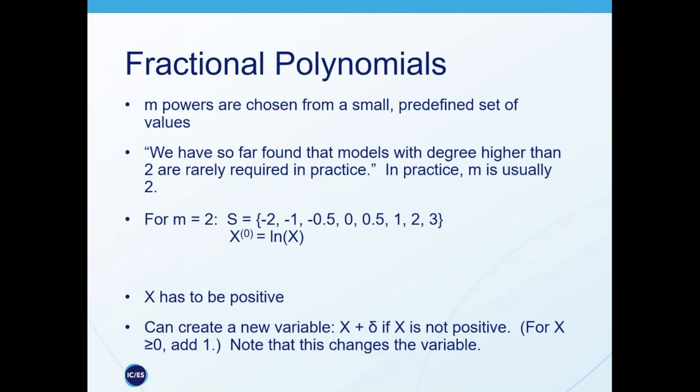Now, you'll notice from this that x, your continuous variable, is going to have to be positive, because we can't take the square root of a negative number, not without getting involved with imaginary numbers, which we're not going to, and we can't take the log of 0. So if you have zeros or negative numbers in your data set, you're going to have to add a constant to x in order to make sure that x is positive.